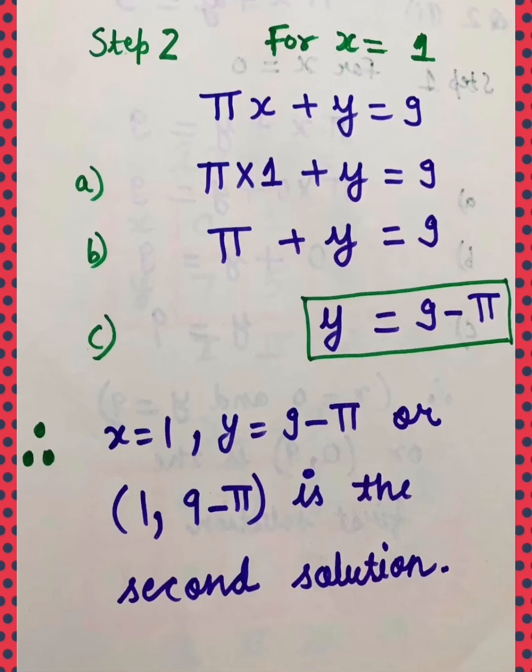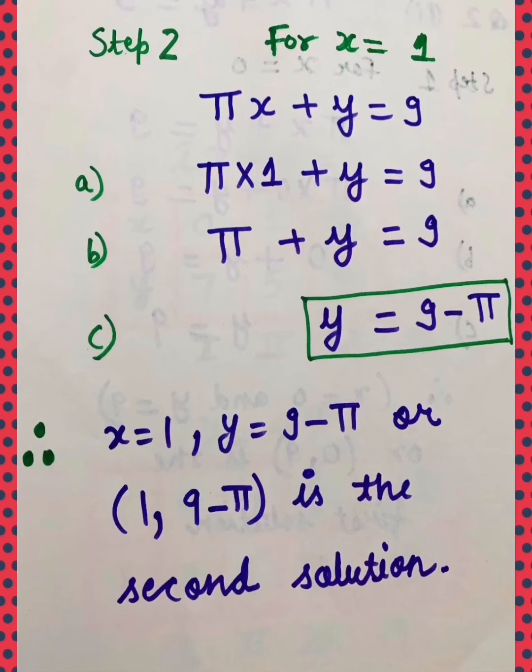In step B, children, pi into 1 will remain as it is, pi plus y is equal to 9. In step C, children, we have to find the value of y. So pi will be shifted to the right hand side and will be converted into minus pi. So I will write x equal to 1 and y is equal to 9 minus pi. I took the value of x equal to 1 and I found the value of y is equal to 9 minus pi, or in the form of coordinates, (1, 9 minus pi) is the second solution.